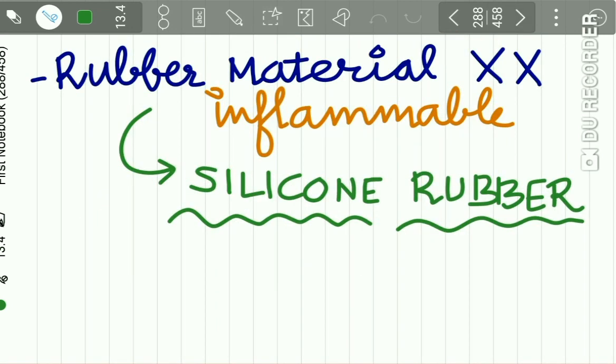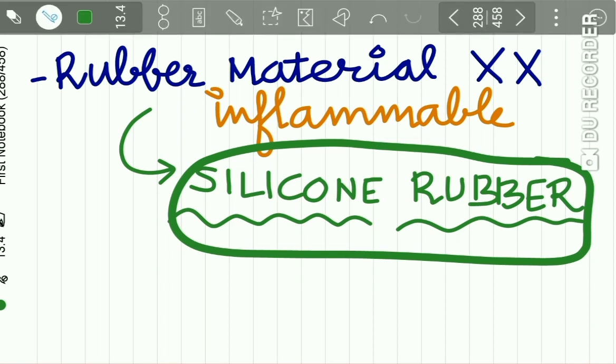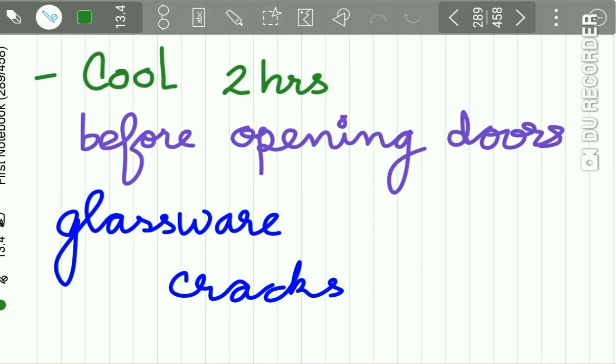Then the rubber material, except silicone rubber, or any inflammable material, should not be kept inside the hot air oven. So only the silicone rubber is allowed inside the hot air oven. Other rubber materials are inflammable, so they are not allowed inside the hot air oven.